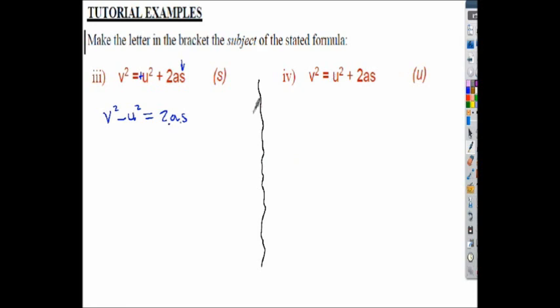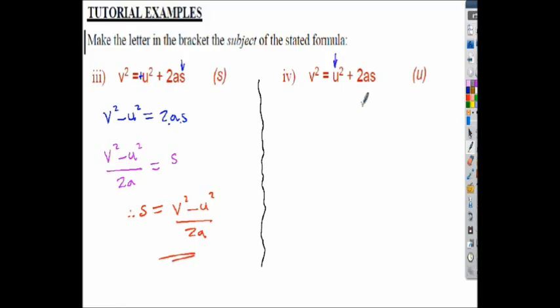So next line I'm going to divide throughout by the 2a. So I will get v squared minus u squared divided by 2a on the left hand side, and dividing the right hand side by 2a, it leaves me with s. Just turn the equation around, so therefore s is equal to v squared minus u squared, all divided by 2a.